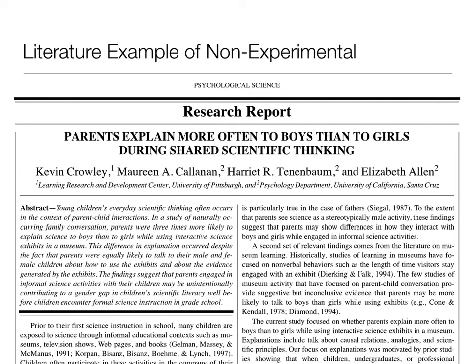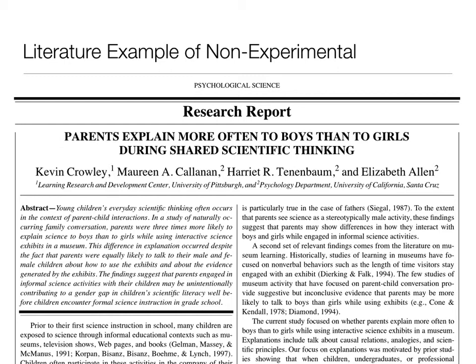Here's an example from the literature that kind of shows us what this looks like. When you're looking up research, the best thing to do is start with the abstract and look for these association verbs. Look for the frequency verbs. Look for the causal verbs. If you're looking for a paper that's quasi-experimental or experimental, you're going to be looking for those causal verbs. So here it talks about how, in the study of naturally occurring family conversations, parents were 3 times more likely to explain science to boys than to girls while using this exhibit. So they're talking about frequency here.